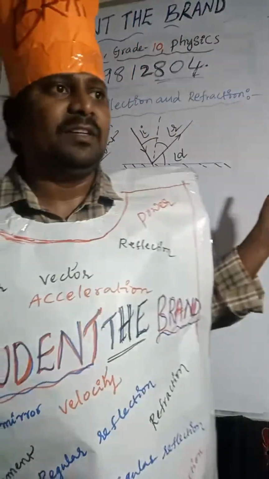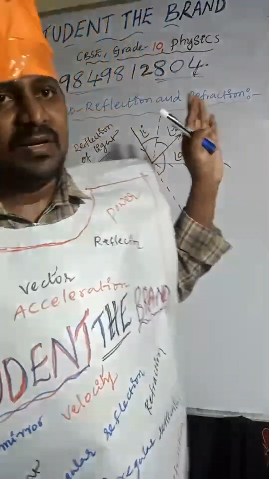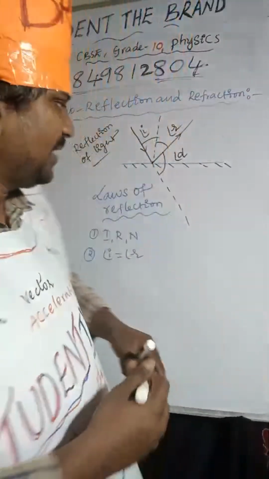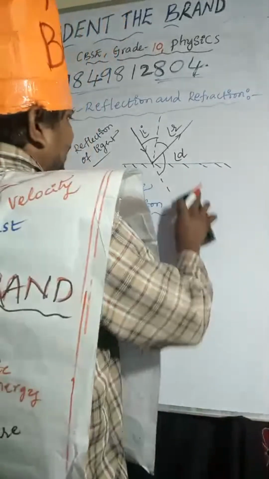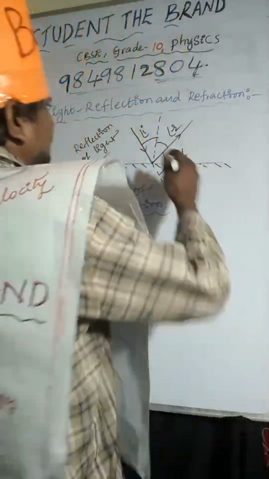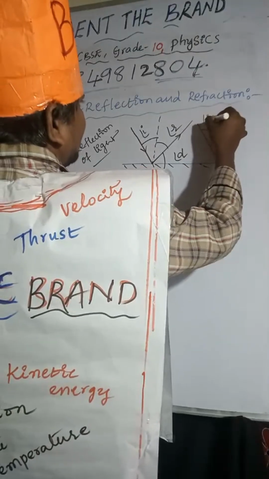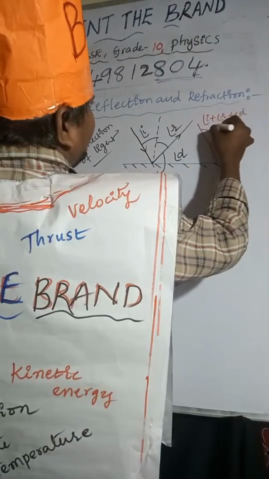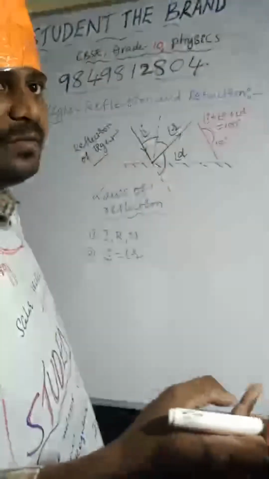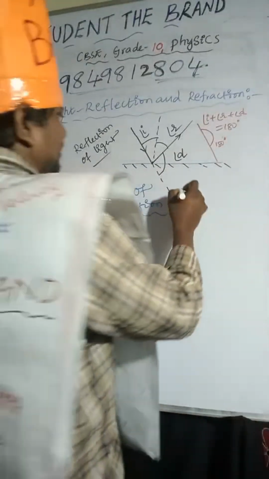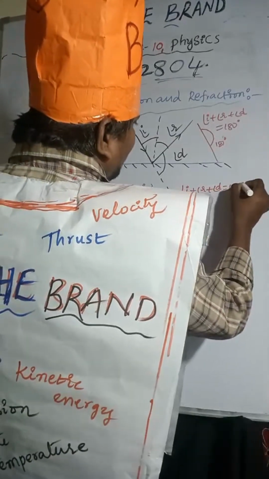Coming to the laws of reflection, the incident ray, reflected ray and normal lie on the same plane. The angle of incidence is equal to the angle of reflection. And one more thing to observe here: incident angle, reflected angle and angle of deviation. Angle of incidence plus angle of reflection plus angle of deviation equals 180 degrees, because a linear angle is 180 degrees.